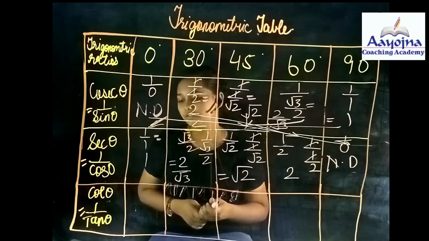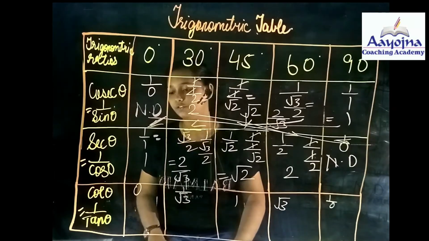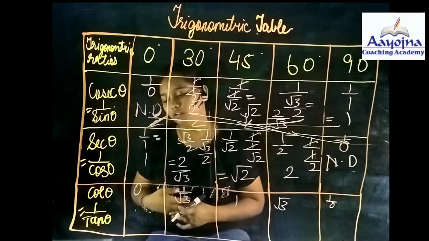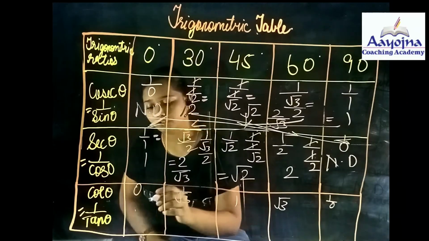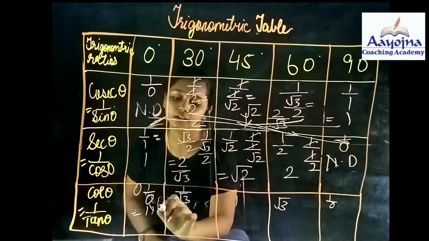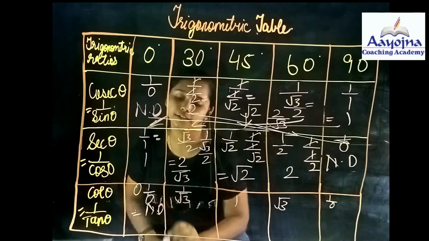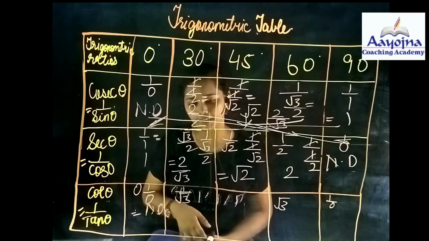So now we will find the value for cot theta, that is 1 upon tan theta. Now we will find the value for cot. So tan 0 degree is 0. We will divide 1 by it, so it will become 1 upon 0. It becomes not defined because when the denominator is 0, it is not defined. So we have written it as ND.